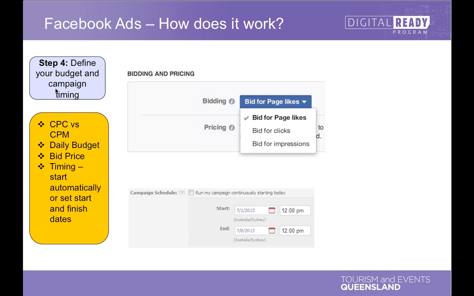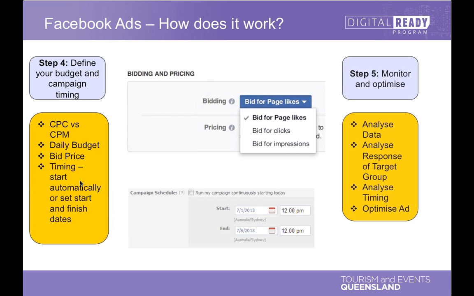How much do you want to spend overall? How much have you got to spend overall in the campaign? How much do you want to spend on a daily basis? And when do you want your campaign to start? Are you okay to start it right away, or do you want to set a specific day and time for it to start and stop? These are all the choices that Facebook gives you.